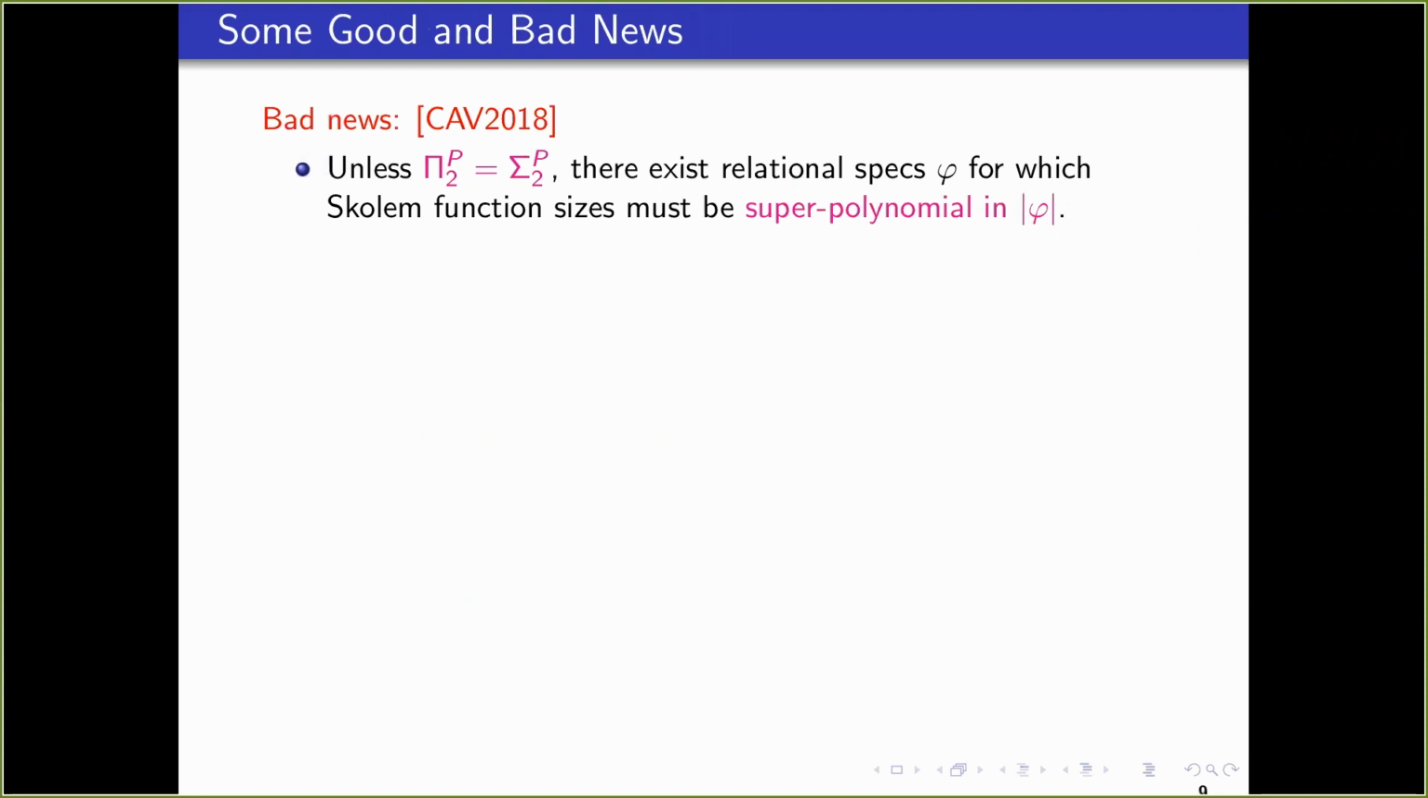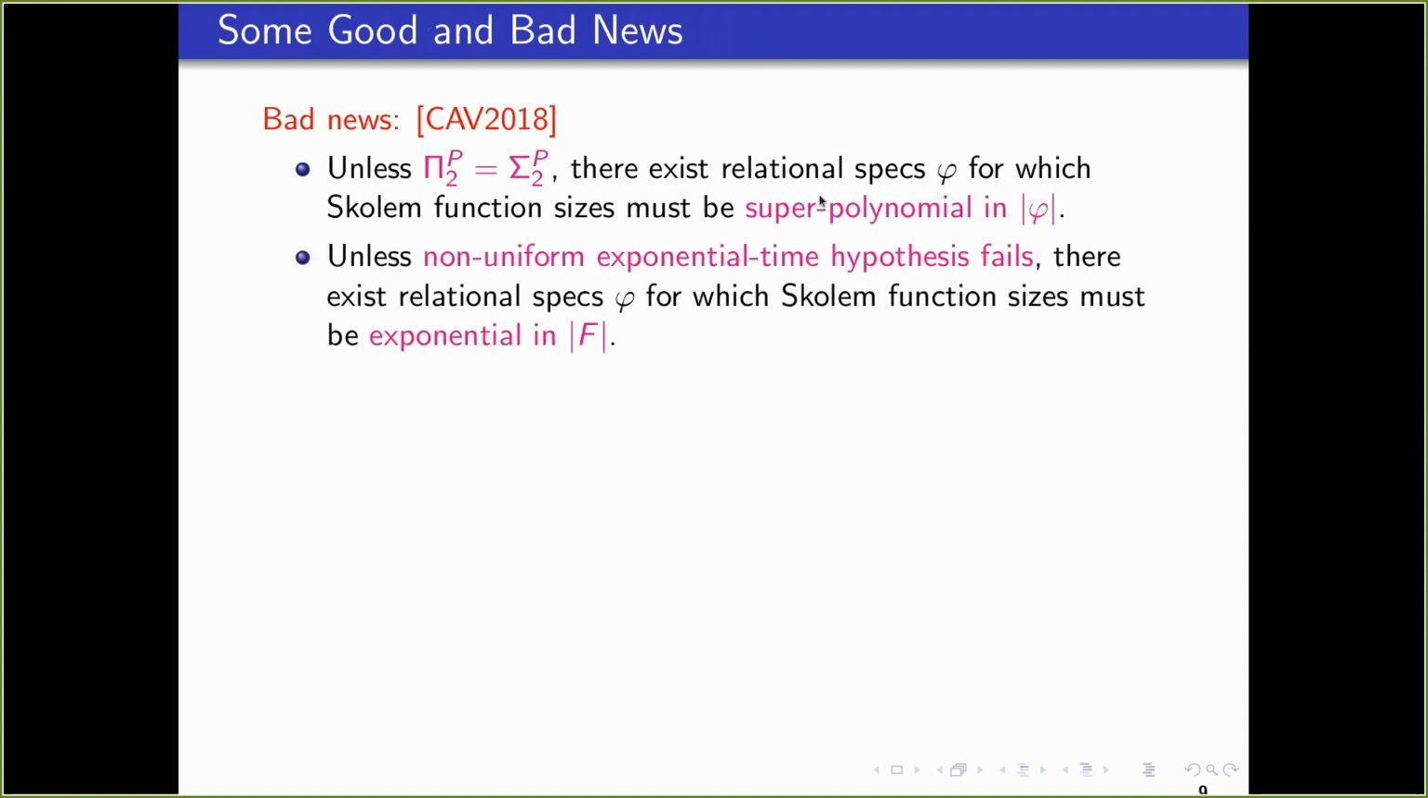But nevertheless, we were able to show that unless the polynomial hierarchy collapses, there exist specs for which every Skolem function that you synthesize must have superpolynomial size. And unless the non-uniform exponential time hypothesis fails, there exist specifications for which every Skolem function that you synthesize must be exponential size. So these are conditional lower bounds, but these are well-regarded complexity conjectures. The polynomial hierarchy collapsing would have a lot of other implications. So I think superpolynomial certainly looks like a plausible thing here.